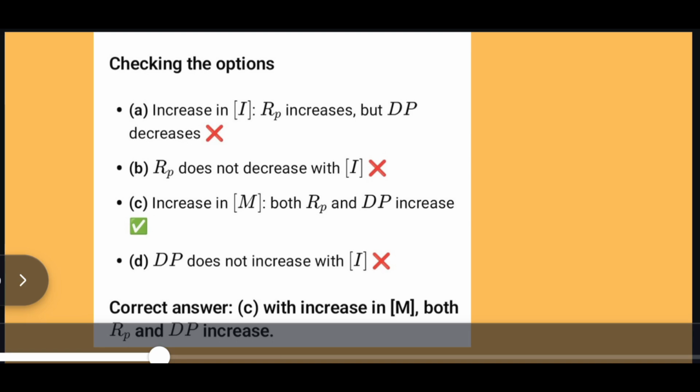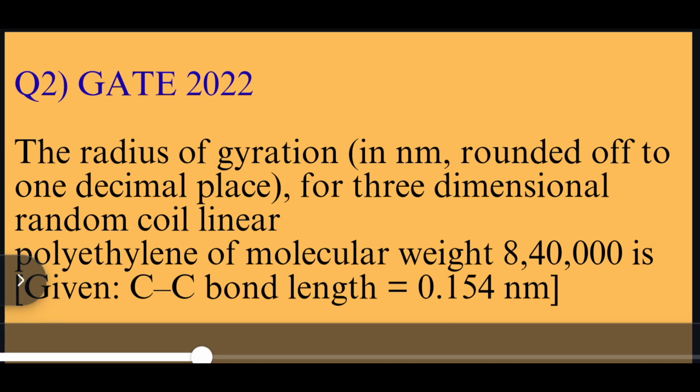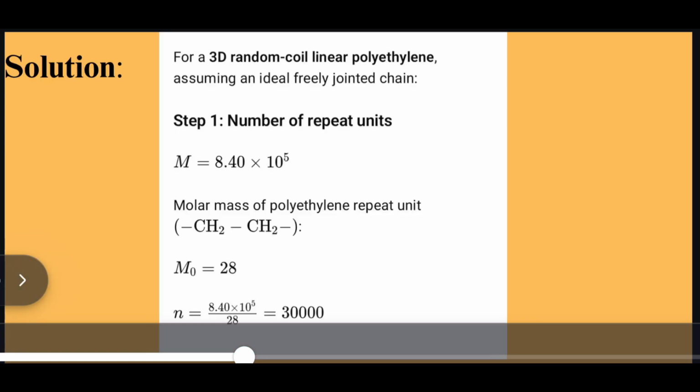Now let's move to the second question. It was asked in GATE 2022. The radius of gyration in nanometer, rounded off to 1 decimal place, for a 3-dimensional random coil linear polyethylene of molecular weight 8,40,000 is given. The C-C bond length is equal to 0.154 nanometer. They asked a numerical type question. We'll see the solution. For a 3D random coil linear polyethylene, assuming an ideal freely jointed chain.